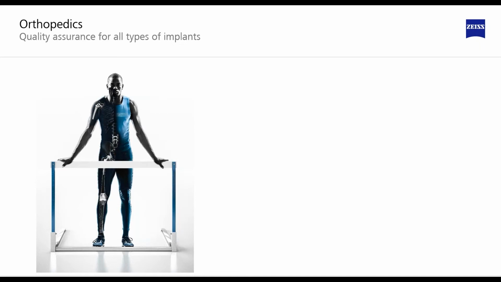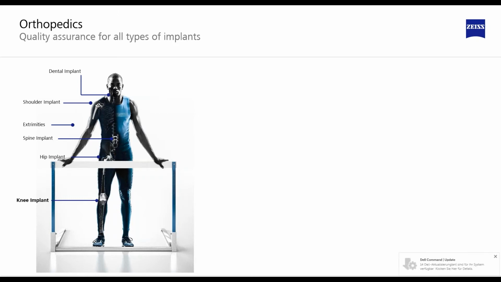Very casually speaking, there are a number of spare parts that can be built into the body. You can see these on the graphics here on the left side. For example, implants for teeth, for shoulders, extremities, spine, hips, or the knee. Let's take a deeper look into a knee implant.